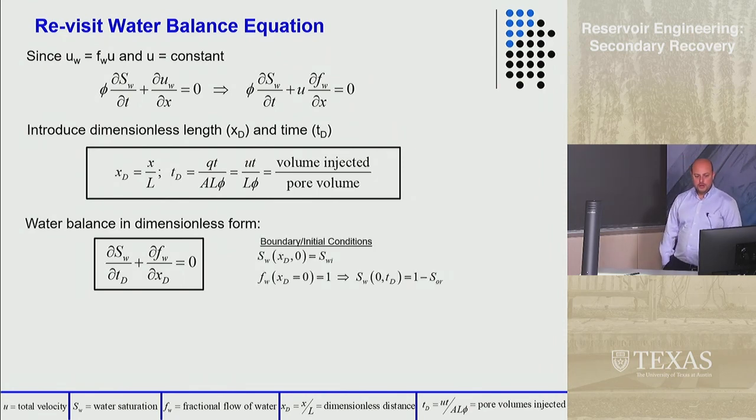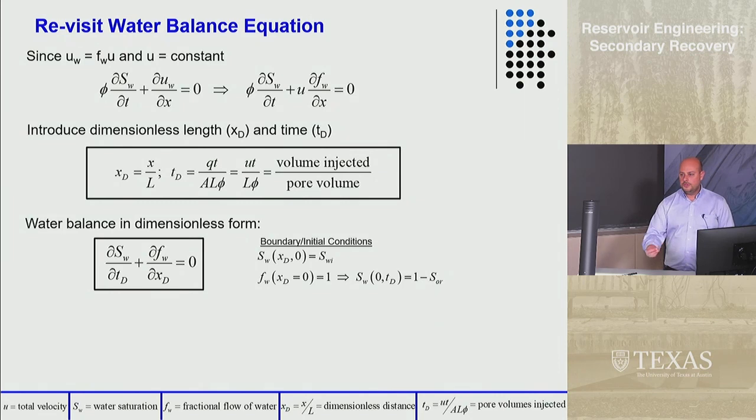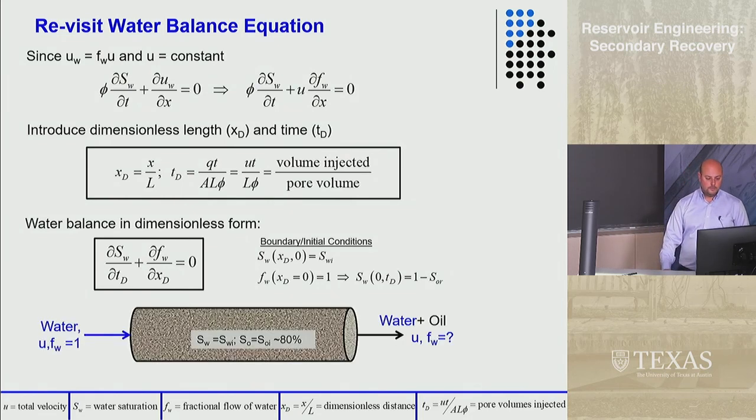And we do have some boundary and initial conditions. Obviously the initial water saturation is SWI. That may be the residual water saturation. And the boundary conditions are we inject 100% water. You could technically inject other things, but it doesn't make a lot of economical sense to inject oil and water to try to produce oil. So we inject water, so the fractional flow of water is 100%. And if the fractional flow of water is 100%, then the saturation of water is 1 minus SOR, right at the very front of the core, just inside the reservoir. And so this is, again, sort of my picture that I always draw.